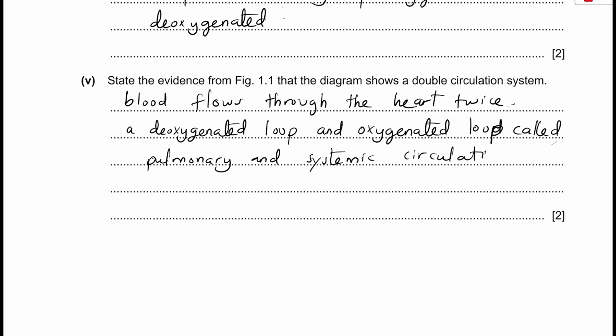Alright, so blood is flowing through the heart twice in two loops. A loop that is filled with oxygen, known as systemic circulation, and a loop that is filled with carbon dioxide, which is known as pulmonary circulation.